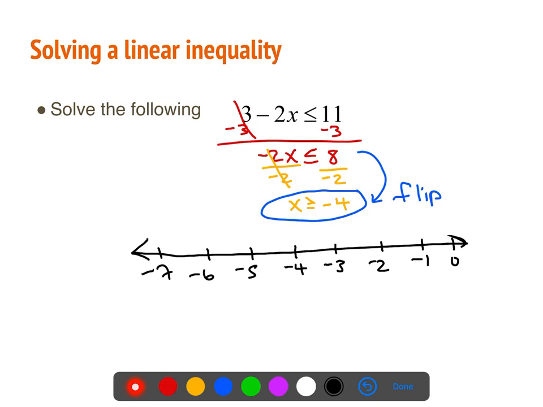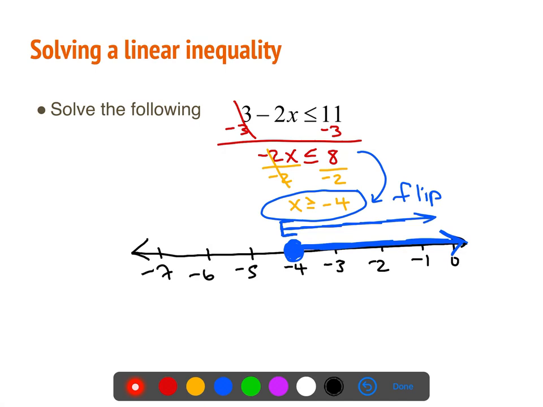At negative 4, since it has an equal to, greater than or equal to, that means it's going to be a solid shading. So at negative 4, I'm going to solidly shade. And it says greater than, all the numbers that are bigger than negative 4, which means I shade this direction. Another way that you may have seen this written is at negative 4, since it is greater than or equal to, you have a bracket and shading.